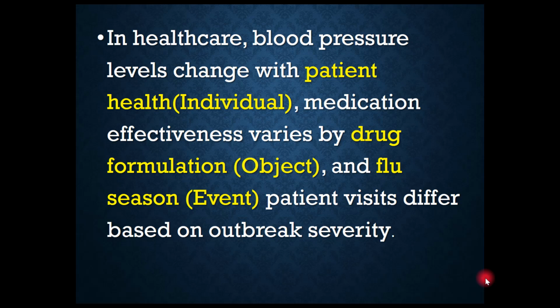In the health sector, for example, the patient's blood pressure is our variable that varies from one patient to another patient. Similarly, the medication effectiveness varies by drug formulation, and drug formulation is our object. For an event, for example, flu season is our event. Patient visits is our variable. In the flu season, patient visits differ based on outbreak or severity.